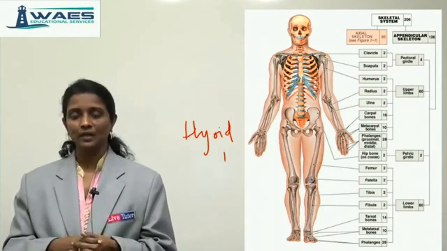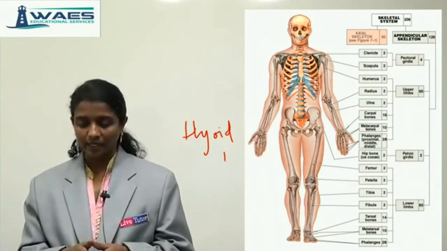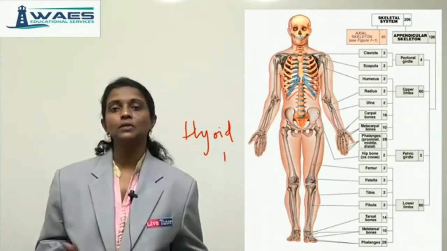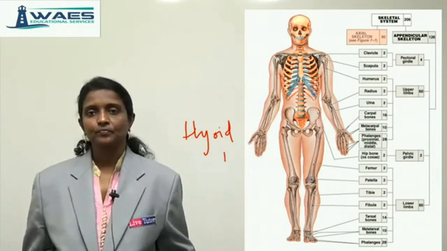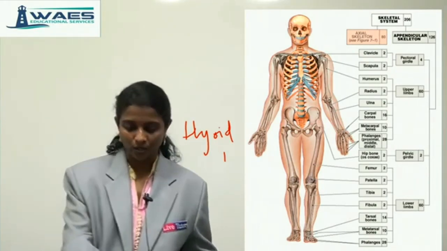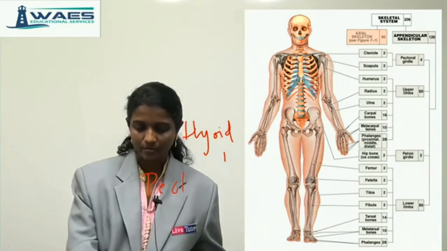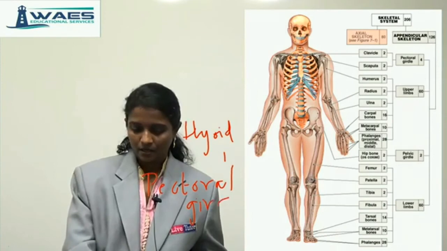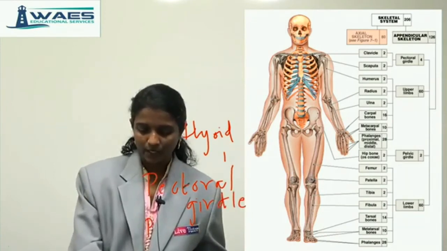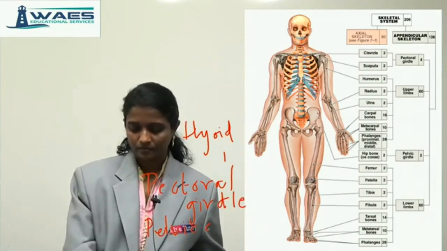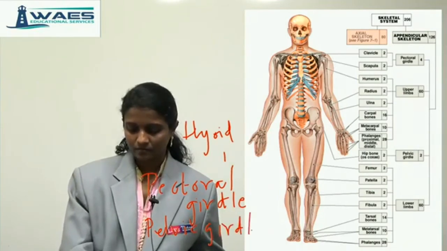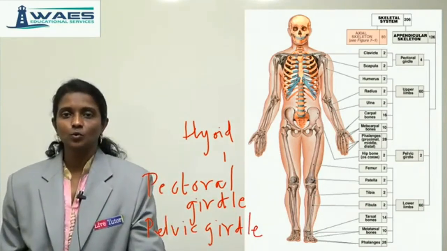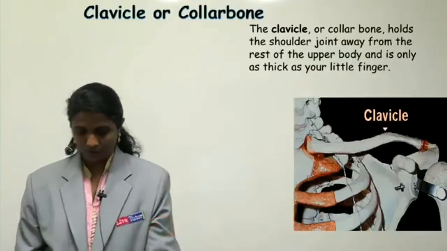Now, let us proceed quickly with the appendicular skeleton. As I told you in the beginning, the appendicular skeleton is nothing but the forelimb and the hind limb. Forelimb is the pectoral girdle. Hind limb we refer to as the pelvic girdle. So, the pectoral and pelvic girdles are the bones of the appendicular skeleton.